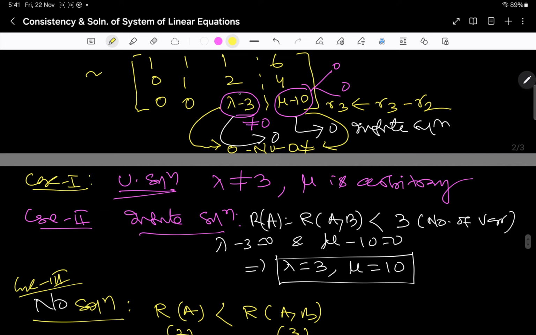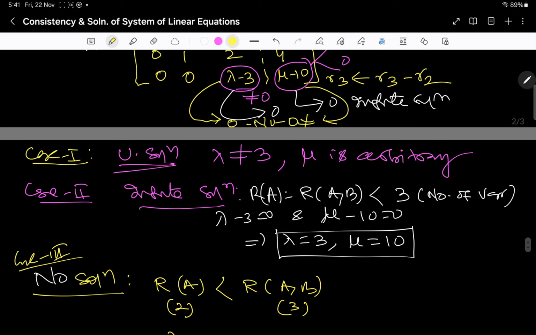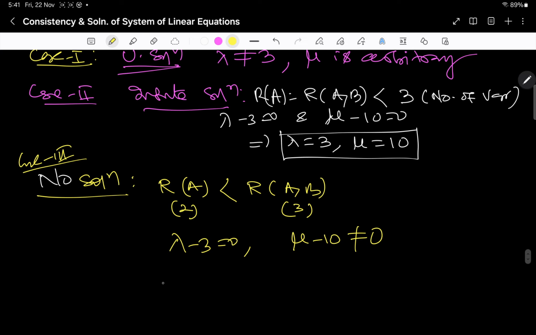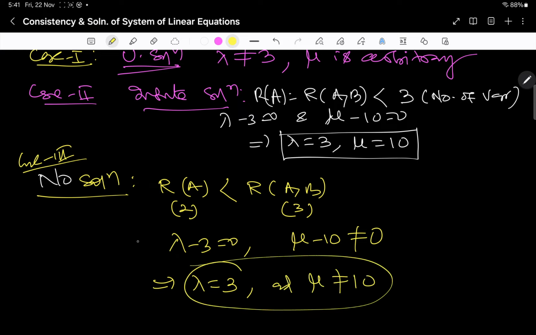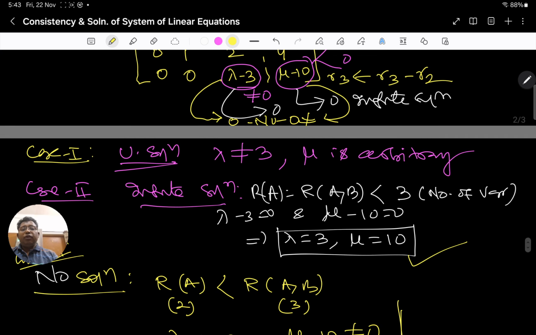Then for rank A to be 2 we need lambda minus 3 is 0. But here mu minus 10 is not equal to 0, is it not? So that means my lambda is equal to 3 and mu not equal to 10. If this will happen, then it will lead you to no solution. So this is the case of the no solution. Okay, for no solution we have lambda 3, mu not equal to 10. For infinite solution we have lambda 3, mu 10, and for your unique solution lambda is not equal to 3 but mu is arbitrary.